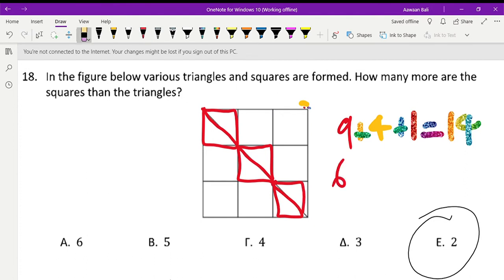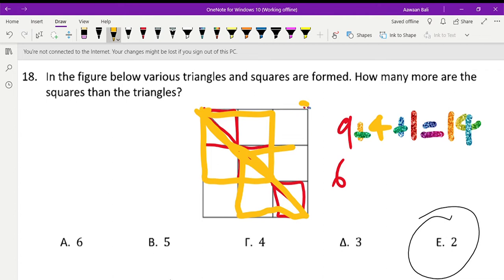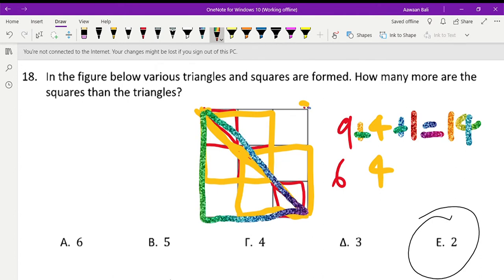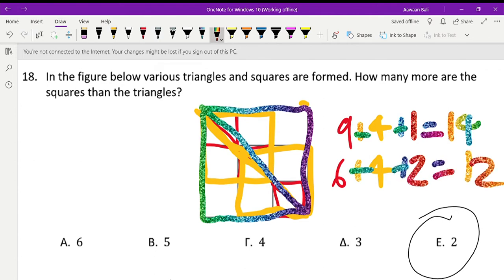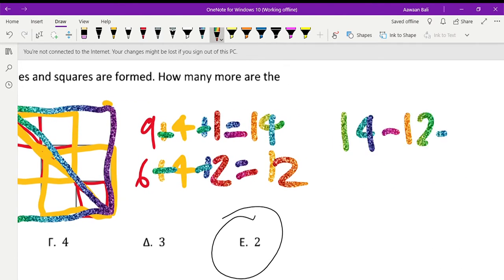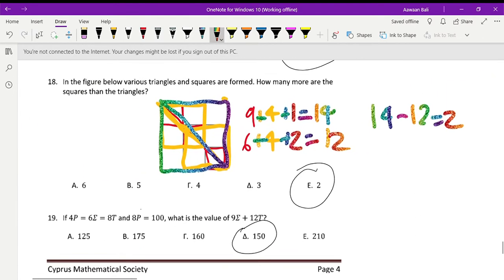Now we have 3 segment triangles. These are where it gets a bit bigger. So we have 4. Now we have the big 6 segment triangles, and there are only 2 of them. So we add them all together, and you get 12. Now we have 14 minus 12, and that's 2. So the answer is eta 2.